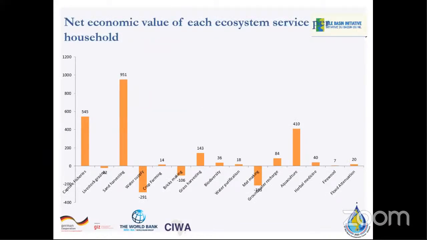So this graph basically describes what I'm talking about. The graphs that point downwards, the negative ones, you can see livestock grazing, water supply, domestic use, brick making, mat making. Crop farming is up, but that is basically the harder ones like chicken and arrowroot that have better values. So they have taken the overall aggregate up, but within individual crop farming there are certain ones that are negative. Sand harvesting has the highest return.